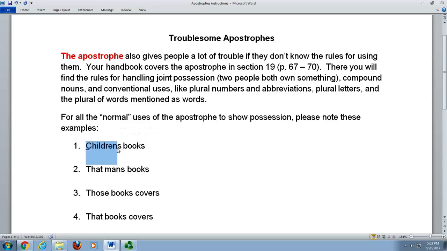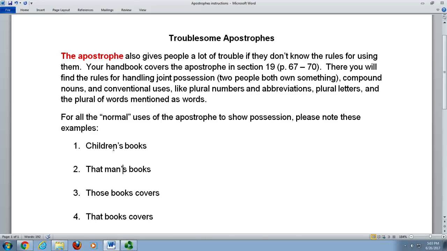And so your apostrophe on children's is not going to go after the S. It's going to go right here before the S. Children's books, okay? Because the books belong to children. They do not belong to children's. All right, let's look at another one. That man's books. Here again, the books belong to that man. They don't belong to that man's. They belong to that man. And here again, the apostrophe goes before the S. Now, does it ever go after the S? Of course it does, but not so far.